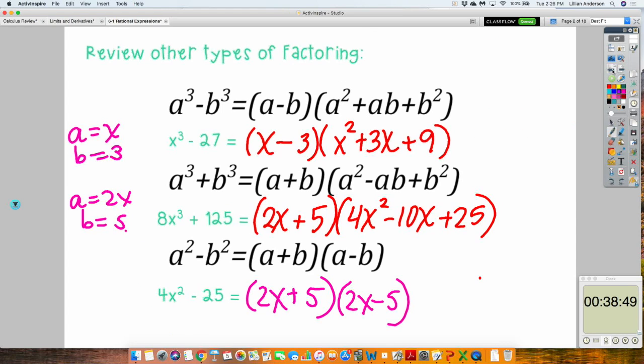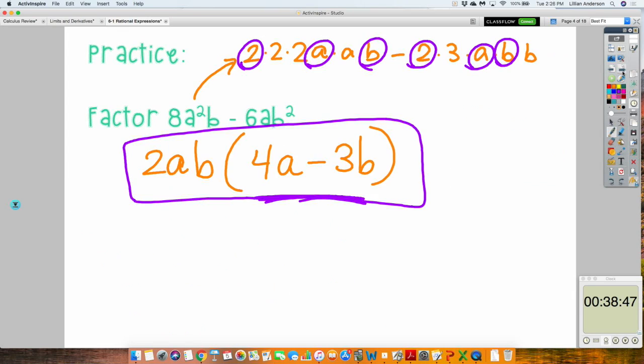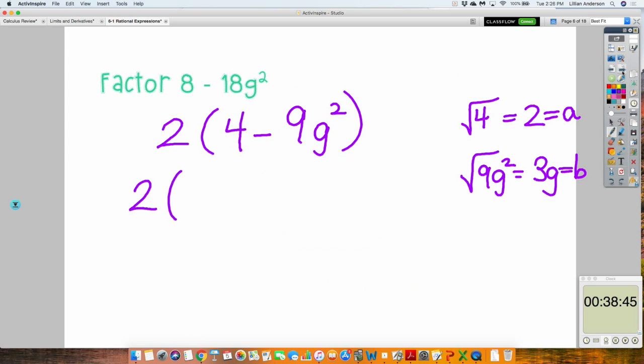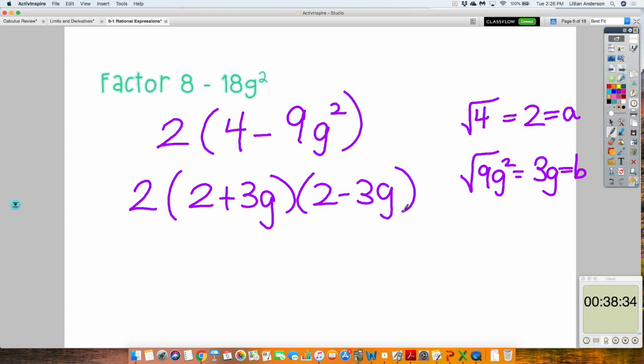So here I need A plus B, A minus B. And then if I look at the inside of the parentheses, can I go any further? Are these perfect squares? Perfect cubes? So then I'm done.